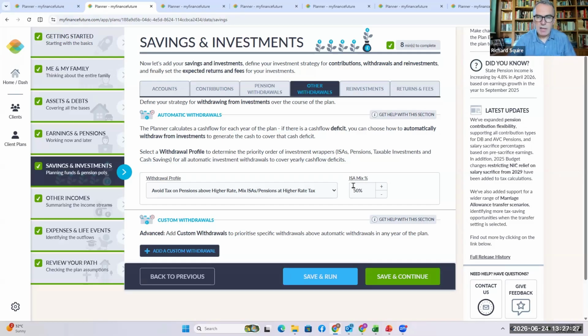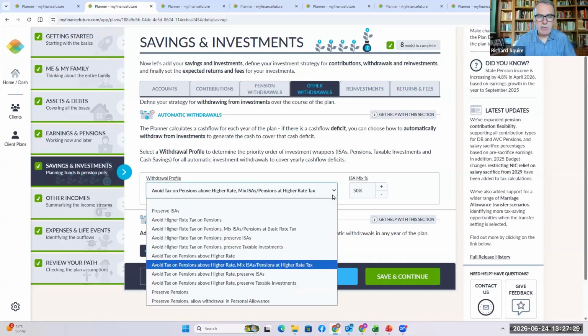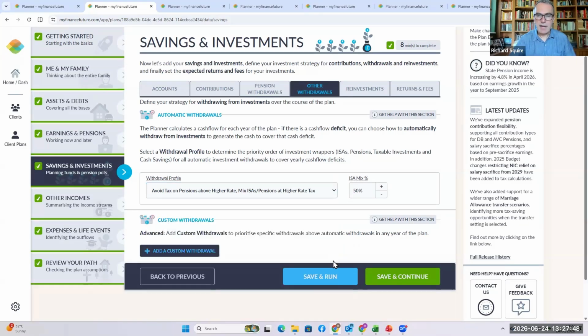So this is one of the automated investment strategies that the planner provides, and we picked that one as the one which seems to be most relevant for Jerry and Margot. Given the size of Jerry's pension, he's probably going to be paying some higher rate tax. It's going to be impossible to avoid all of that. So this is a strategy that seems like the right one to start with. So let's see the effect of that.